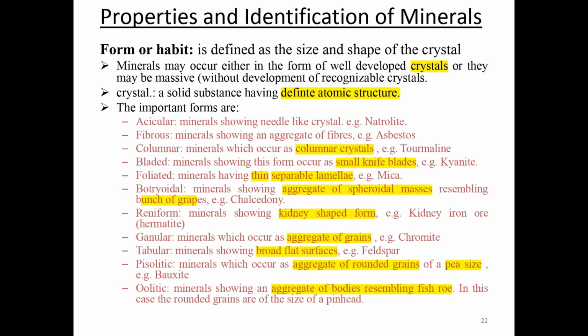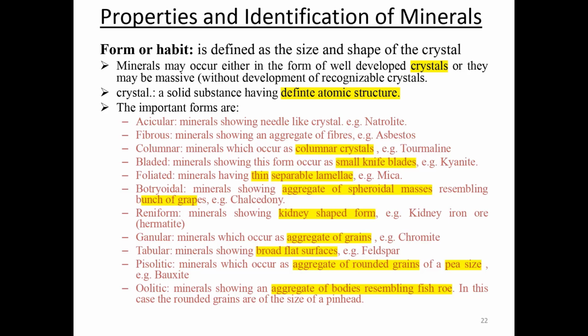Columnar, minerals which occur as columnar crystals, for example, tourmaline. Bladed, minerals showing this form occur as small knife blades, for example, kyanite. Foliated, minerals having thin separable lamellae, for example, mica. Botryoidal, minerals showing an aggregate of spheroidal masses resembling bunches of grapes, for example, chalcedony. Reniform, minerals showing kidney-shaped forms, for example, kidney iron ore, hematite.